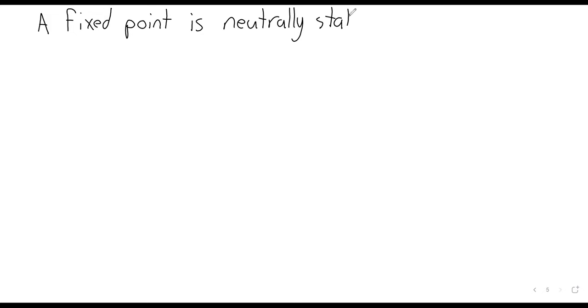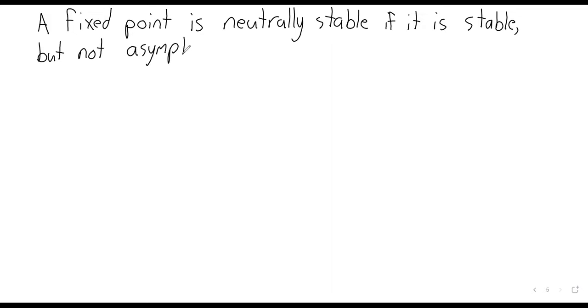Let's not crunch things together on this frame. Here's, I think, a new definition. A fixed point is neutrally stable if it is stable, but not asymptotically stable.